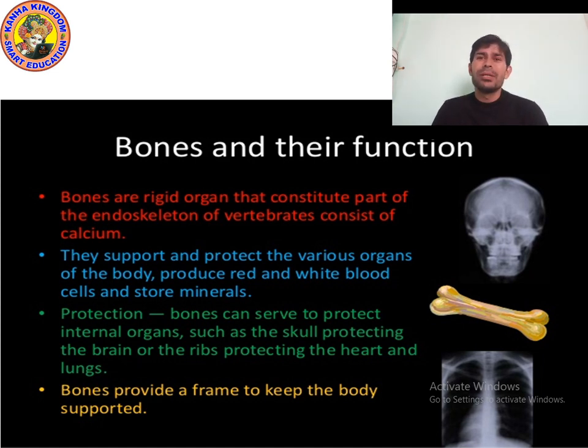If we talk about our vertebrates, the backbone, it is actually made of calcium. All our bones are made up of calcium. So what is the function of bones? They support and protect the various organs of the body. This is the first function. For example, our chest has a cage of bones known as the rib cage. This rib cage protects our lungs.